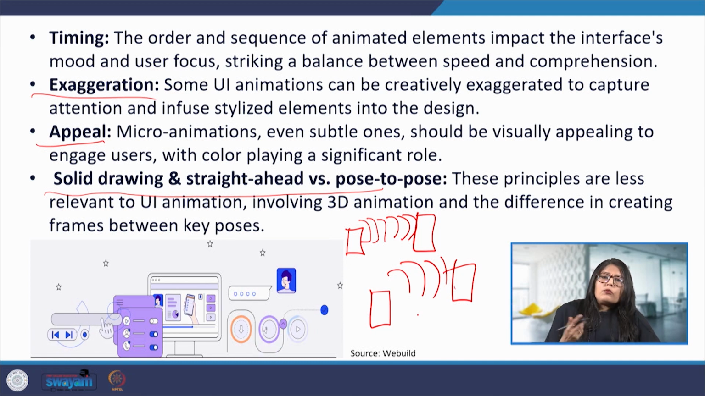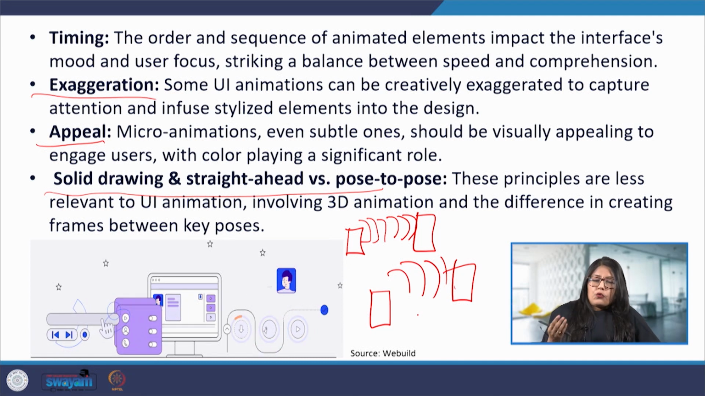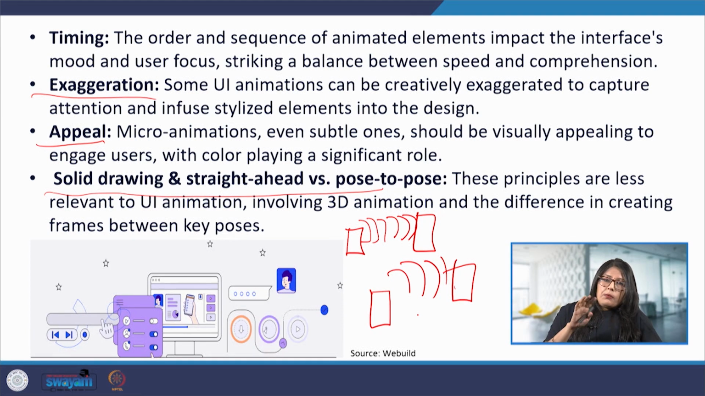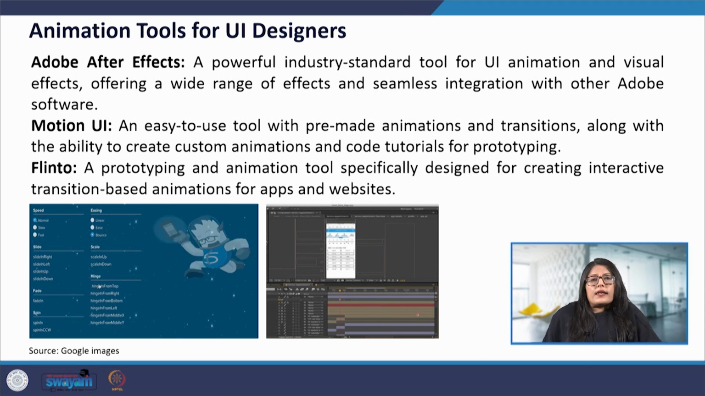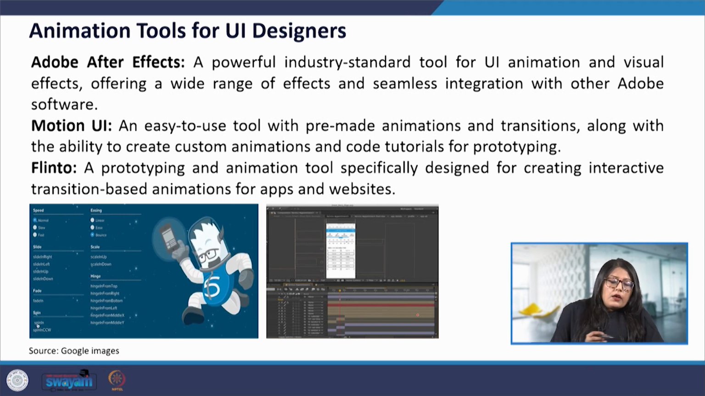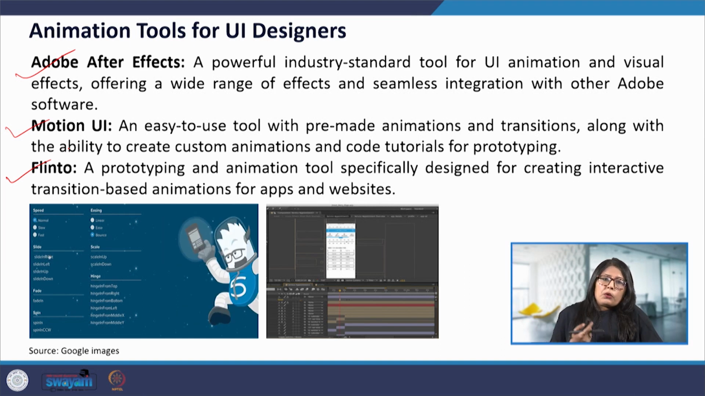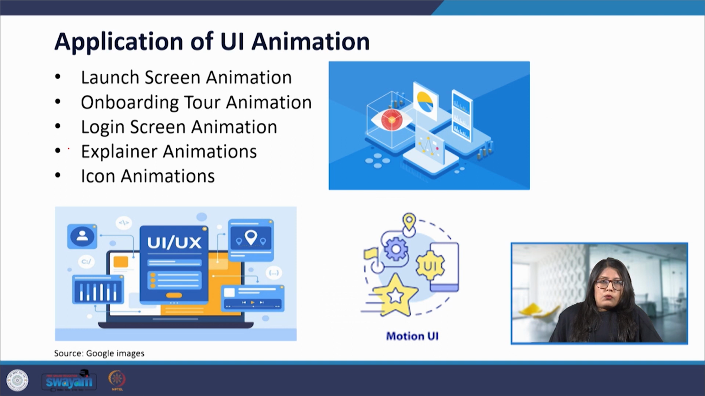The second one, which is pose to pose, allows the designer to take care of the timing in between, or also to see which is important and what can be discarded, which is not really possible in the solid drawing and straight ahead principle. So, there are several tools for UI designers that they can take advantage of, like Adobe After Effects, Motion UI and Flinto. These are prototyping animation tools which are very easy in terms of accessibility, quick learning, and memorability. So, they are very easy and helpful tools for the users.